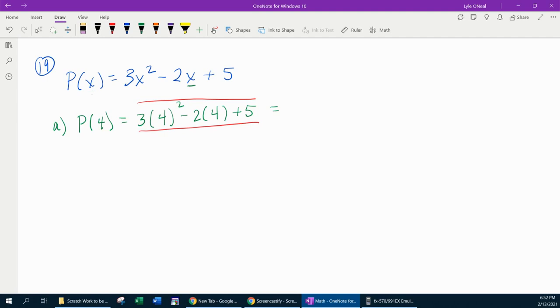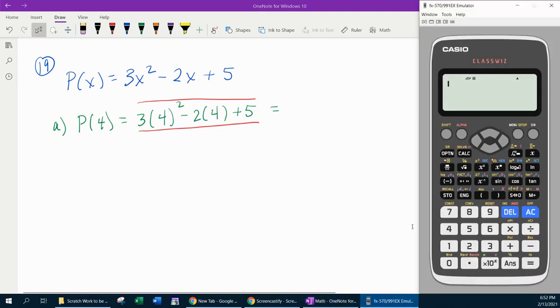Now, of course, you can do that manually according to the order of operations, but you can also do it electronically with the calculator. So I can say 3, and I can do times either with the parenthesis, like that, 3 times 4 squared, or I can just do 3 times 4 squared. Since the number that I'm evaluating is not negative, then the parentheses are not mandatory.